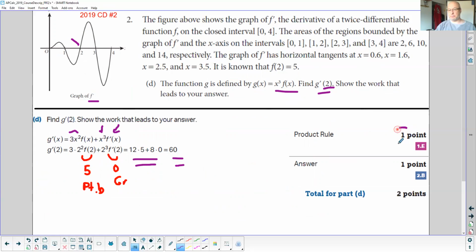If you knew to use product rule and you did it correctly right here, that's where you get your first point. But then some students just don't know, hey, where do I get these values from? I'm confused. They wouldn't get the second point, but I have confidence that you could have done that one. There you go. That is course description 2019, a very strange problem, but certainly doable.